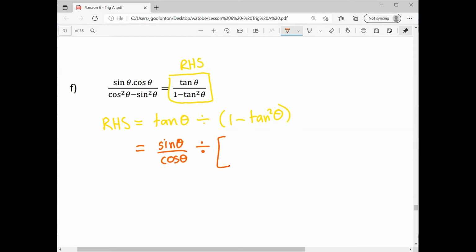And then in this bracket, we have 1 minus, well, if we want to write that as a fraction, 1 minus sine squared theta, don't forget the square, over cos squared theta. Okay, great. We could change the sign to multiplication, but that might be yucky because at the moment our fraction is 2 different fractions. So what could I do to make these 2 fractions 1 fraction?